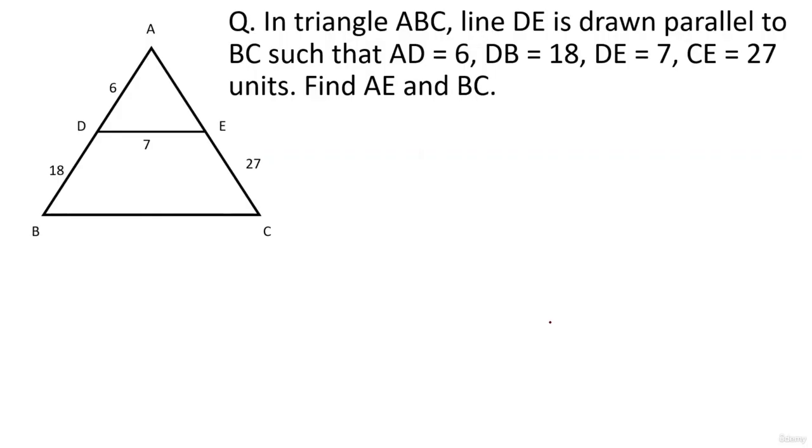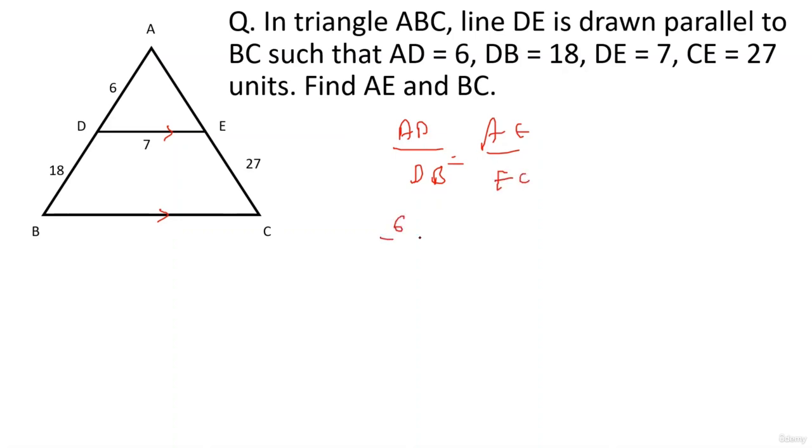In triangle ABC, line DE is drawn parallel to BC such that AD equals to 6, DB equals to 18, DE equals to 7, and CE equals 27. Find AE and BC. Okay, guys. So it is given that DE is parallel to BC. So AE तो बस simply निकल जाएगा, guys, using basic proportionality. You can say AD upon DB will be equal to AE divided by EC.